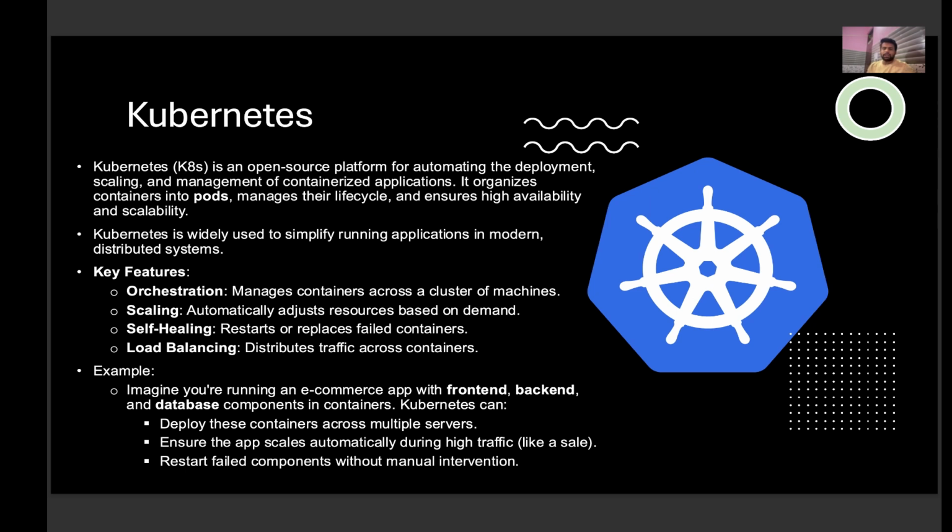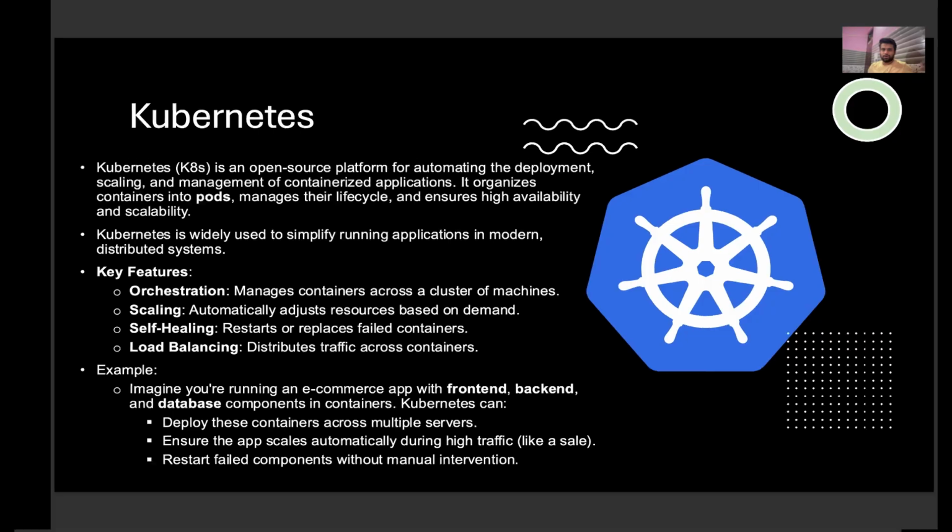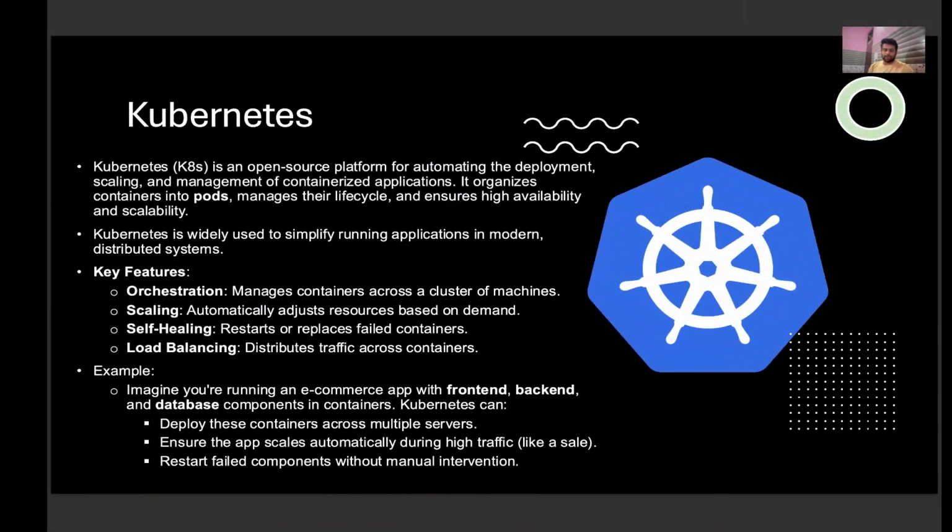So Kubernetes is used for managing containerized applications across different worker nodes. Kubernetes is an open source platform for automating the deployment, scaling, and management of those containerized applications that we created before in a Docker image or Docker container. It organizes containers into pods, manages their life cycle, and ensures high availability and scalability. Kubernetes is widely used to simplify running applications in modern distributed systems.